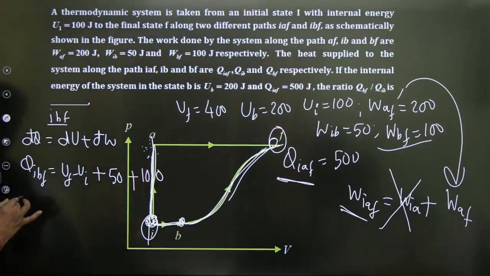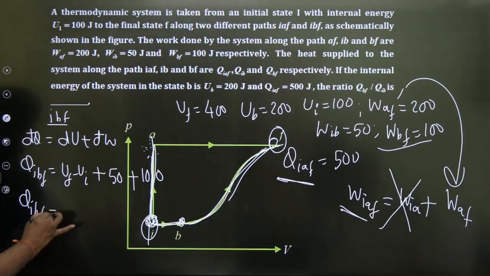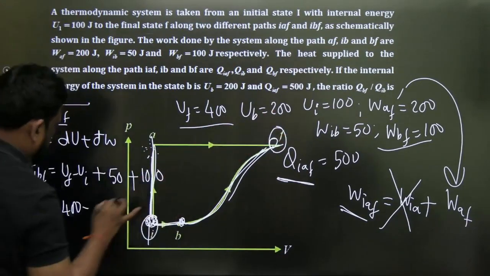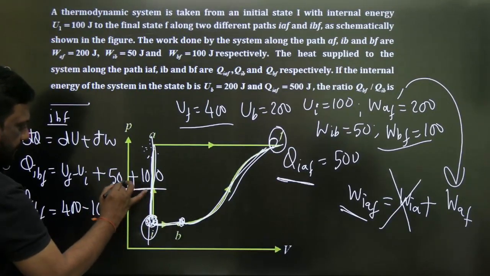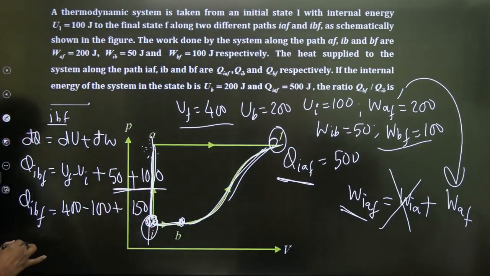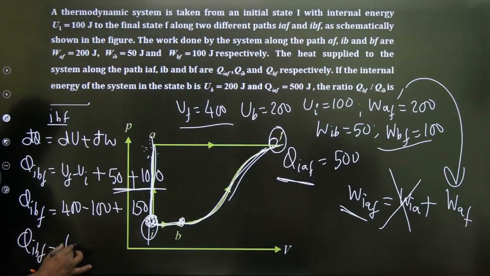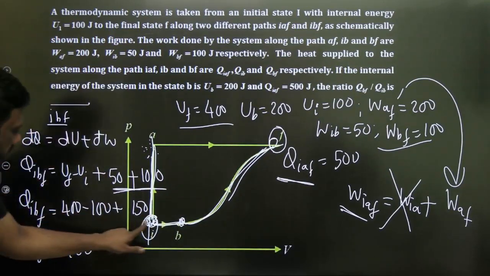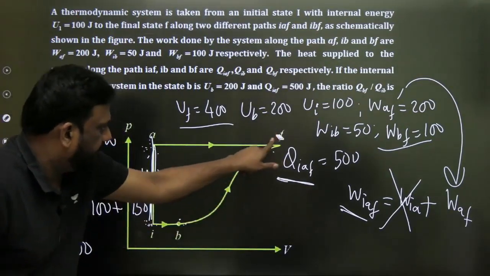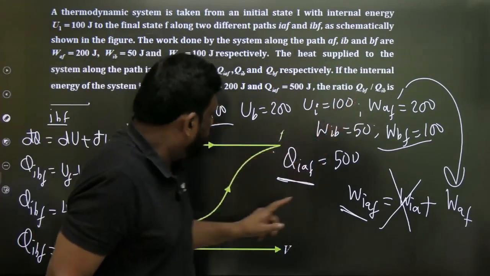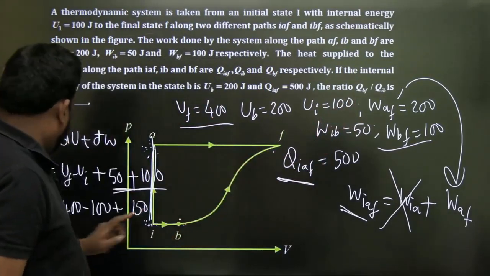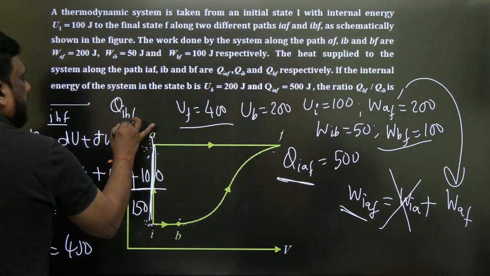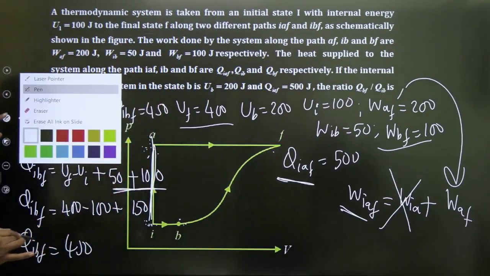Very good. So therefore QIBF is equal to UF minus UI plus work. UF is 400 and UI is 100, plus 100 plus 50 is 150. So QIBF is equal to 450. The total heat transfer in IBF is 450, but he is not asking for QIBF. He is asking for QBF by QIB. Let me erase this, sirs.